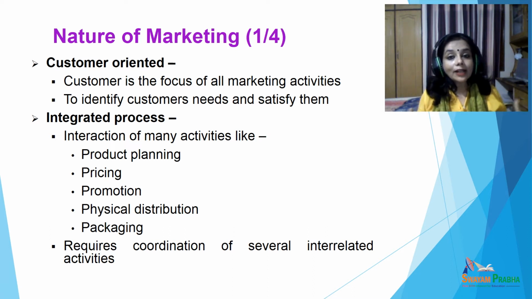There is interaction between the very different marketing activities like product planning, pricing, promotion, physical distribution, packaging. So all these aspects should be blended together, and that is called the marketing mix for a particular type of product. Depending upon the type of the target market and the type of the product you are offering, you will decide about the price, the promotion, physical distribution, packaging. So everything should be blended together. Otherwise it will not match with the needs and requirements of the targeted audience.